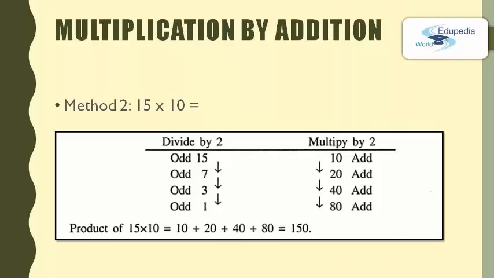Let's take the example 15 multiplied by 10 and go through the process. We first start from 15, it is an odd number. We divide 15 by 2, the quotient is 7, it is also an odd number.